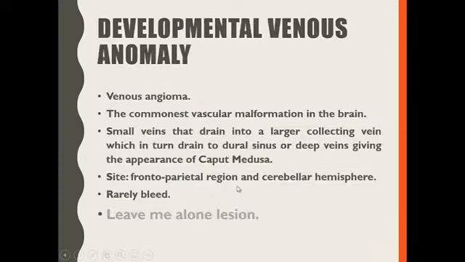And the last thing to mention is the developmental venous anomaly, or DVA, also called venous angioma, and it is considered now the commonest vascular malformation of the brain. It is an anomalous vein which drains small veins into a large collecting vein, and this vein will drain into a dural sinus or deep veins. The appearance of small veins draining into a larger collecting anomalous vein is called caput medusae, or medusa head. It most commonly occurs at the frontoparietal region and cerebellar hemisphere.